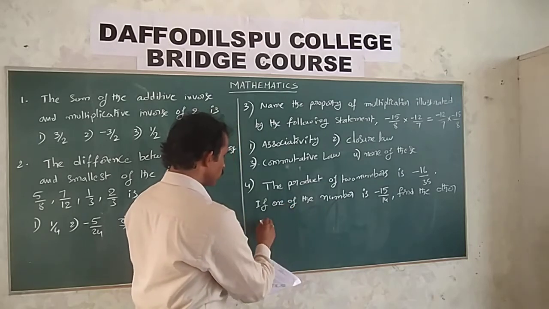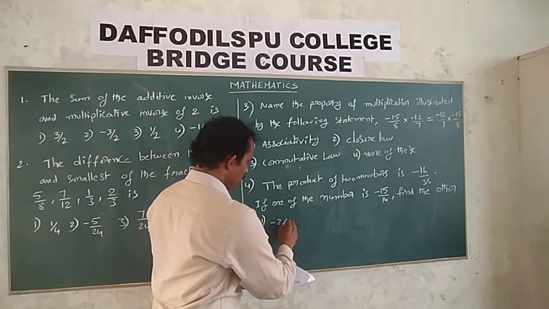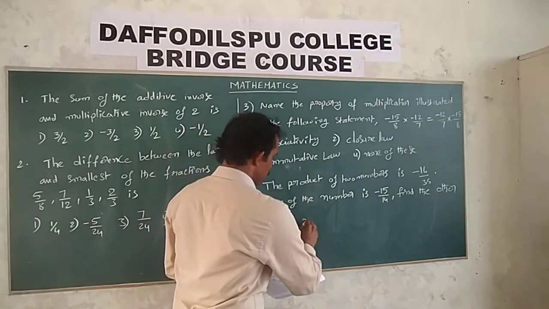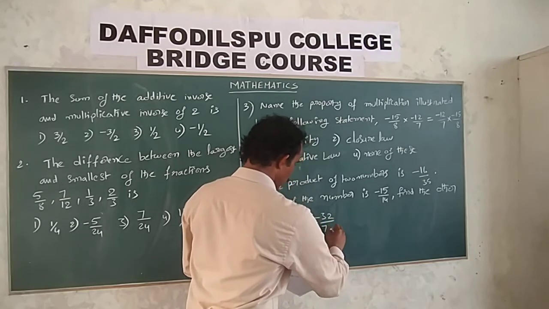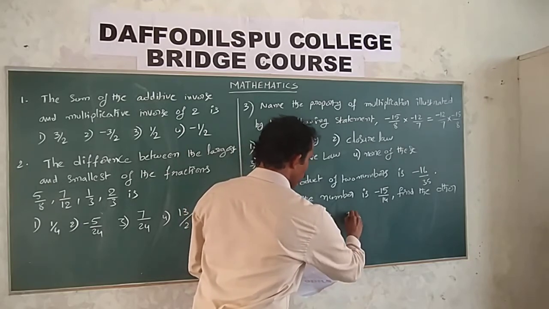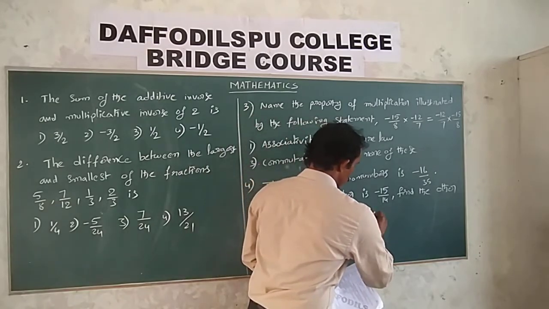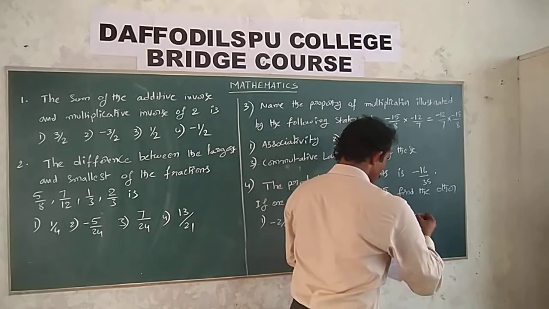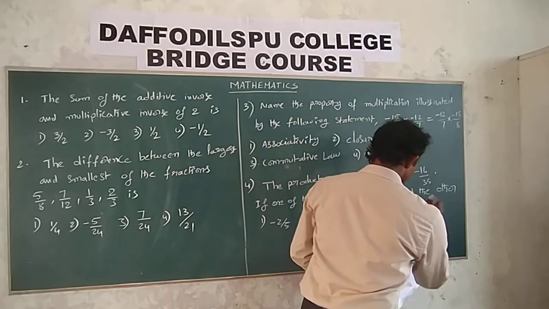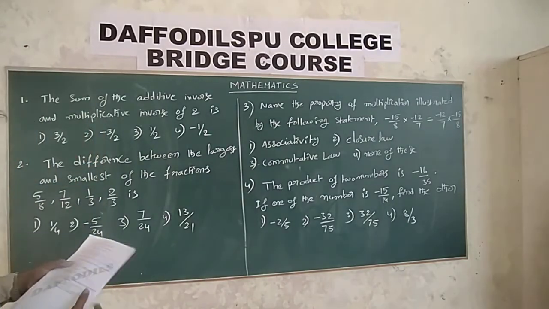So the options are: number 1, minus 2 by 5. Second option, minus 32 by 75. Third option, 32 by 75. Fourth option, 8 by 3. Okay, this is the fourth question. And one more question.